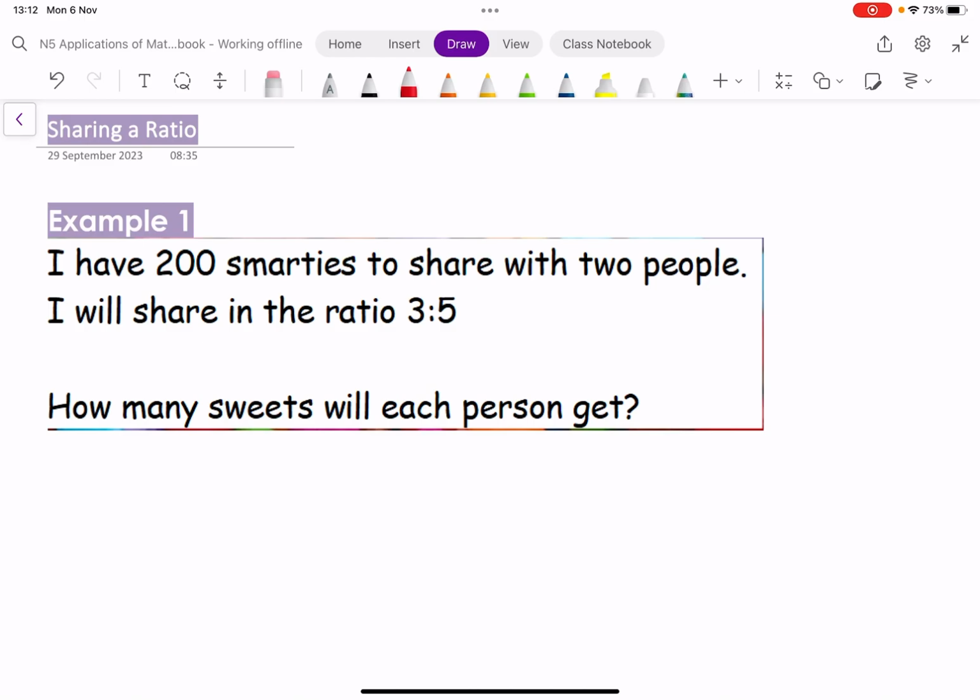So it's not getting split in half. One person is getting 3 parts, one person is getting 5 parts. So we need to know how many parts there are altogether. So what we're going to do first of all is just add the total parts of the ratio. So in this case, it will be 3 add 5. So there are 8 total parts to the ratio. We're then going to find how much one part is worth.